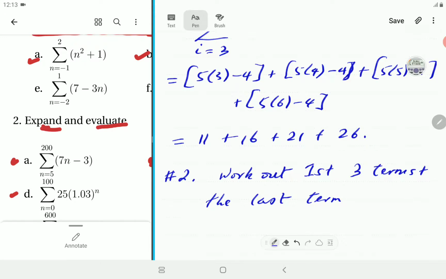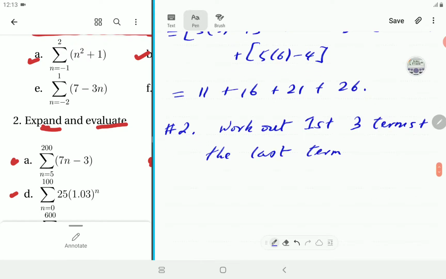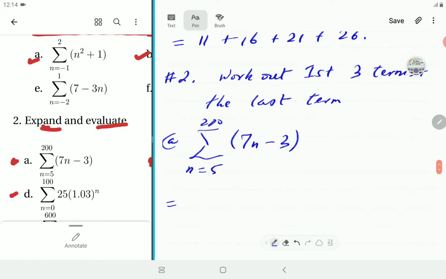This is going to enable us to determine whether the summation at hand is a GP or an AP, as you will be aware in this topic we're doing APs and GPs, so the summations involved will involve one or the other. So here we are summing from n equals 5 to n equals 200. As you can see, there's going to be lots of terms involved there. So we're just going to do the first three and then the last one.